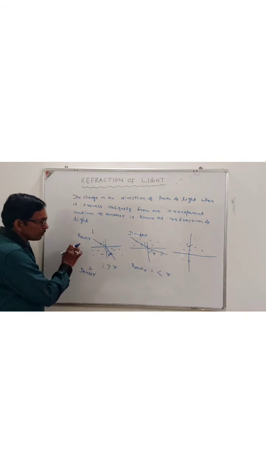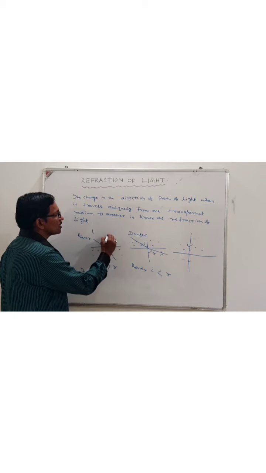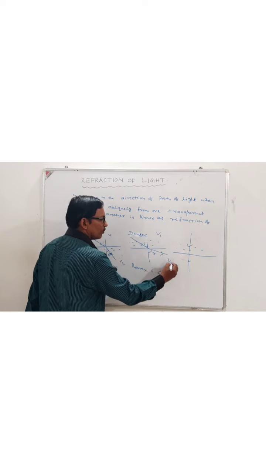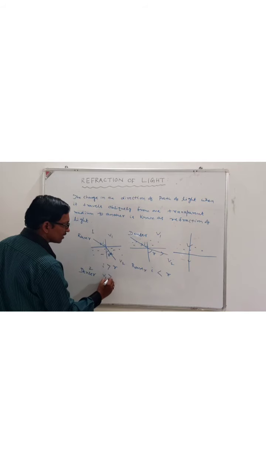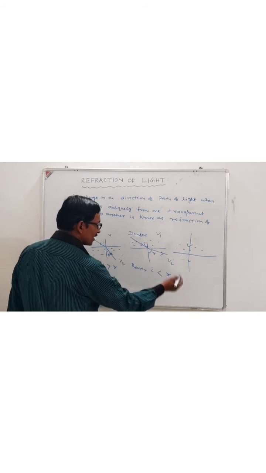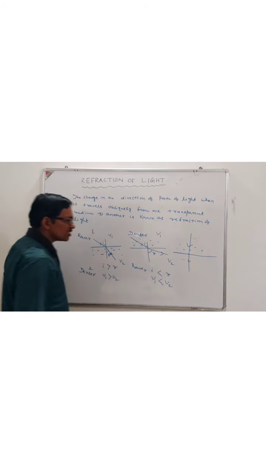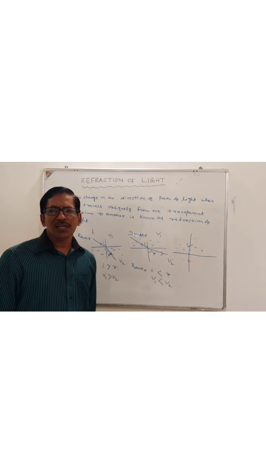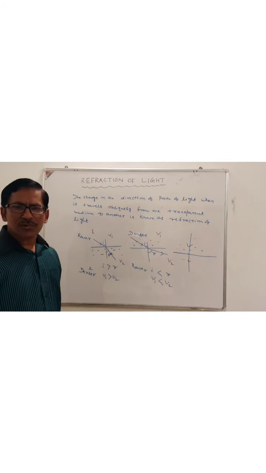So when it is going from rarer to denser, the speed of light in a denser medium is less. If I say the speed of light here is V1 and the speed of light there is V2, then how are they compared? Here I is greater than R, so V1 is greater than V2, and here I is less than R, so V1 is less than V2. That means the speed of light is increasing when it is going from a denser medium to a rarer medium. So this is how the light changes direction when it goes from one medium to another.